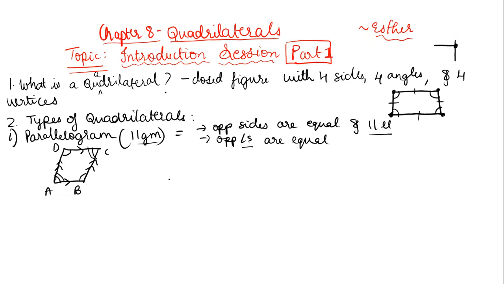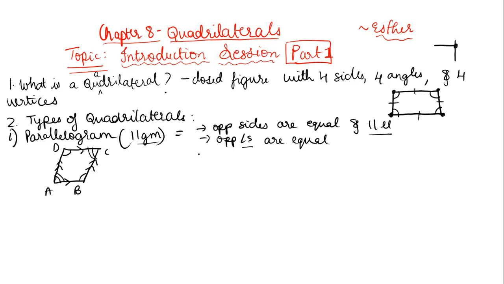Guys, please make sure to note down all these important things. Please take a notebook and write down all that I'm writing here on the screen, or whatever you feel is important in this session, because these properties of the types of quadrilaterals will be very helpful when you're solving the exercises. They're going to come in handy during those times. Now, opposite angles are equal, and opposite sides are equal and parallel to each other.